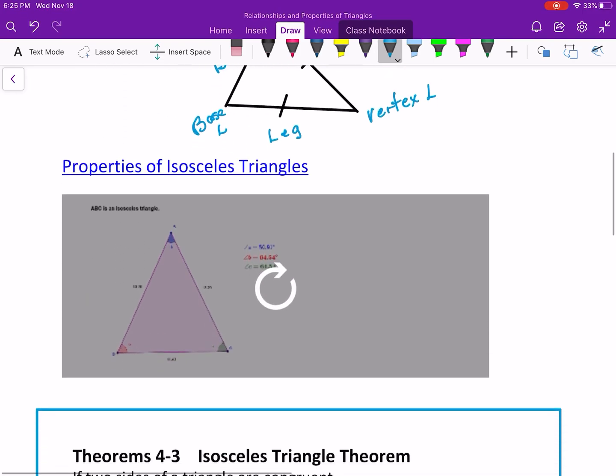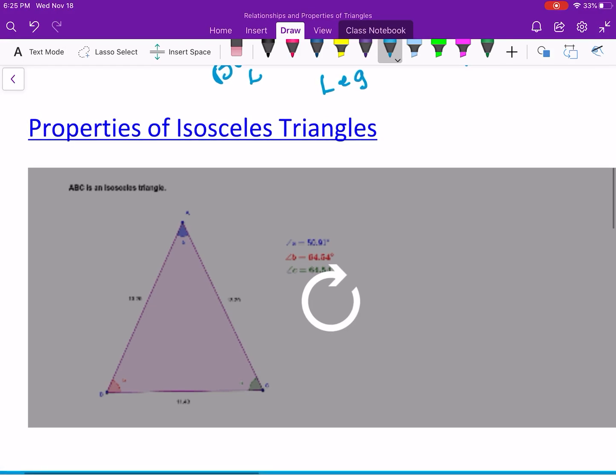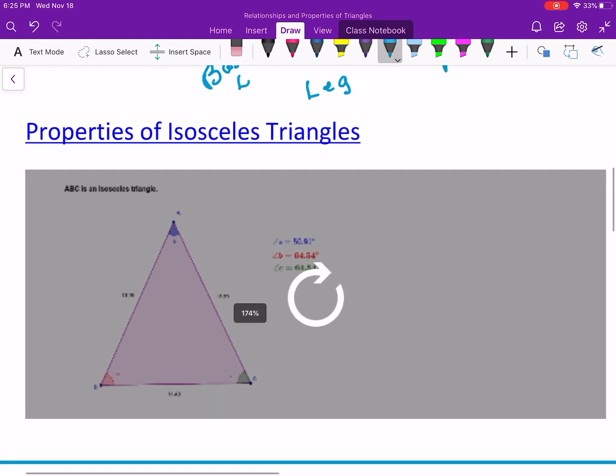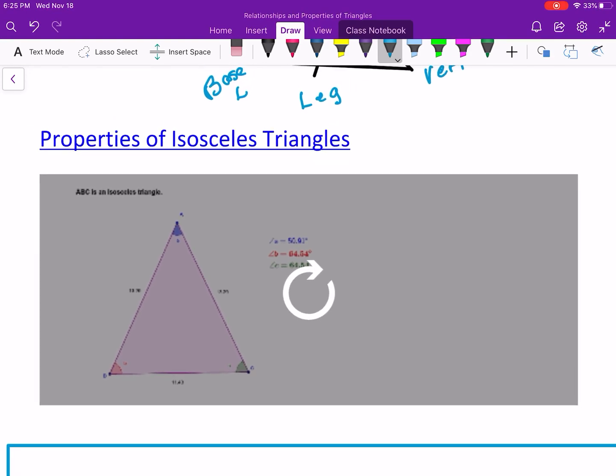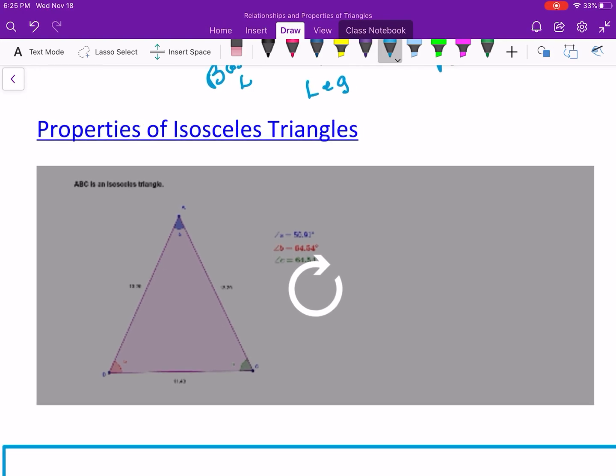If you played with the GeoGebra on Canvas, you probably already discovered, I'm going to see if I can get this thing to start. It's not going to start for me. It was working just fine a few minutes ago. Well, go ahead and play with it on your own on Canvas in the module.